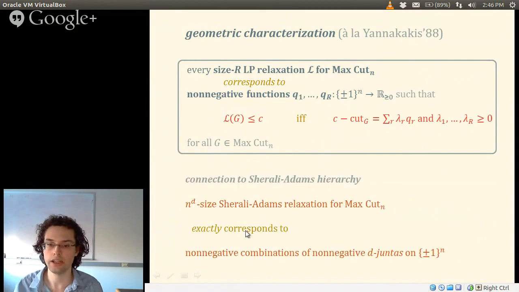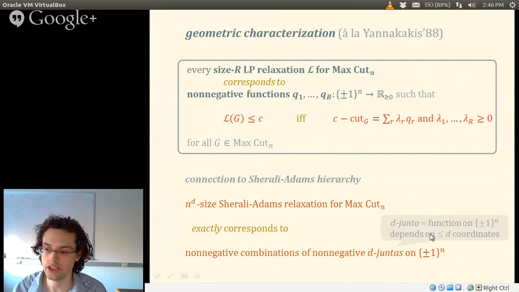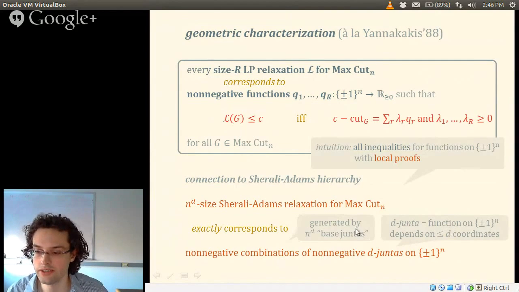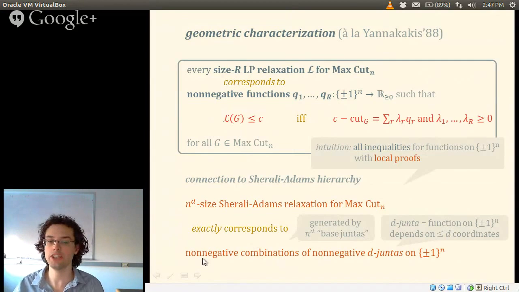Sherali-Adams relaxations for maxcut of size n to the d exactly correspond to the non-negative combinations of non-negative d-juntas on the hypercube. And what is a d-junta? A d-junta is a function that depends on at most d of the coordinates. Out of n possible coordinates, it depends only on d of them. It turns out that if you look at all non-negative combinations of non-negative d-juntas, there exist n to the d basis juntas from which you can generate all of these non-negative combinations.